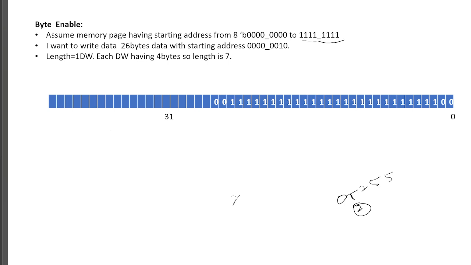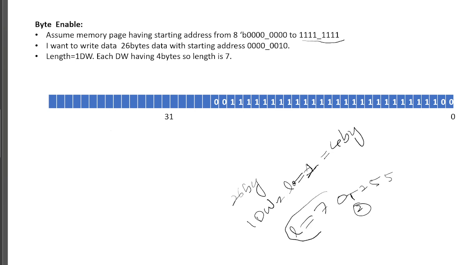One double word means 4 bytes, so 1 double word means length equal to 1. So 26 bytes means length is equal to 7, right? Length is equal to 7. That is the minimum you should put to write this data. So the length field is equal to 7.